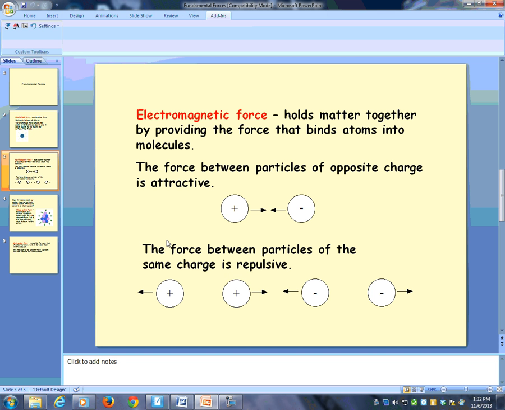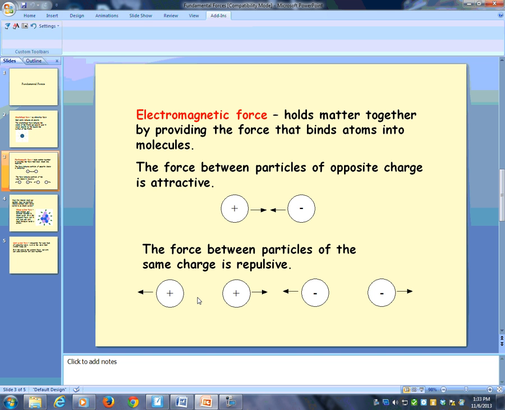It says right here, the force between particles of the same charge is repulsive. Are not protons all positive? They are indeed. The force between all those protons in the center is repulsive, and they're trying to be pushed apart. What holds those together, Mr. Bennett? No, neutrons have no charge.